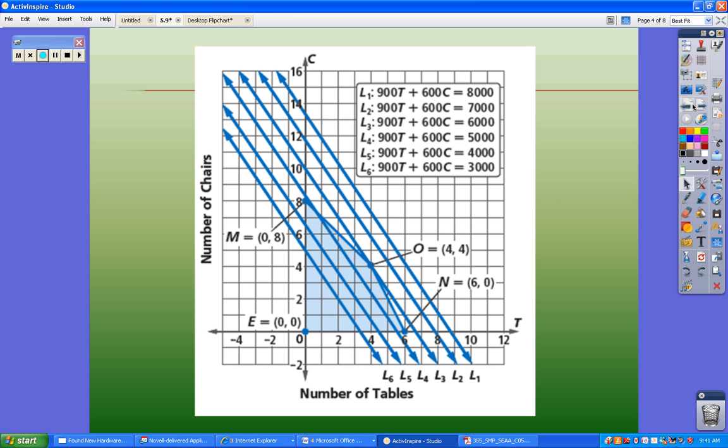Okay, so how many tables and chairs should he make? He should make 4 tables and 4 chairs because that is where it hits, and that will make us how much money? It'll make us 900 times 4, which is 3,600, plus 600 times 4, which is 2,400. It's going to make us $6,000, and that's the most money he could possibly make.